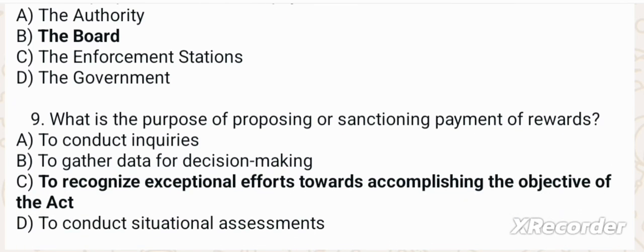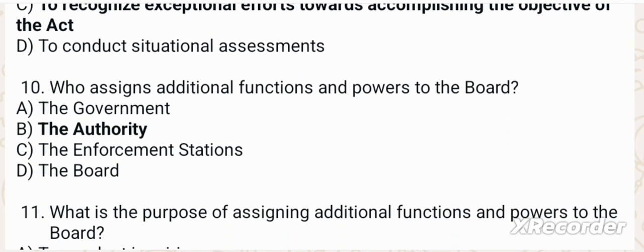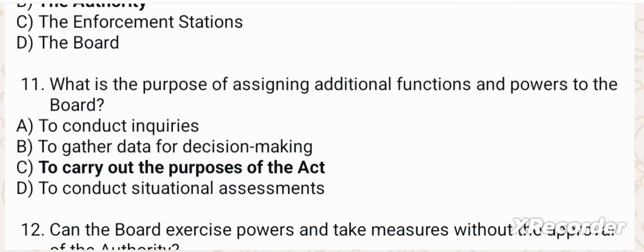To recognize exceptional efforts towards accomplishing the objective of the act. यानी गैर मामूली कोशिशों को recognize करने के लिए ये किया जाता है. Who assigns additional functions and powers to the board? ये authority करती है. What is the purpose of assigning additional functions and powers to the board? To carry out the purposes of the act.